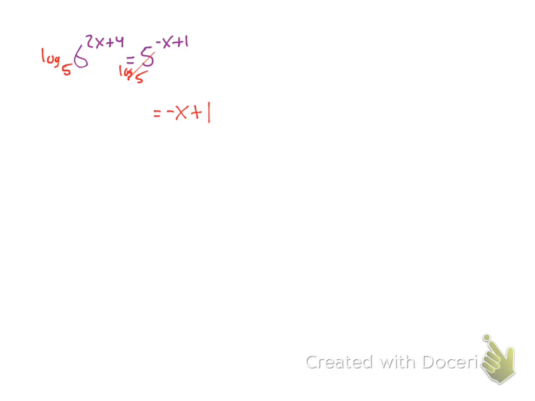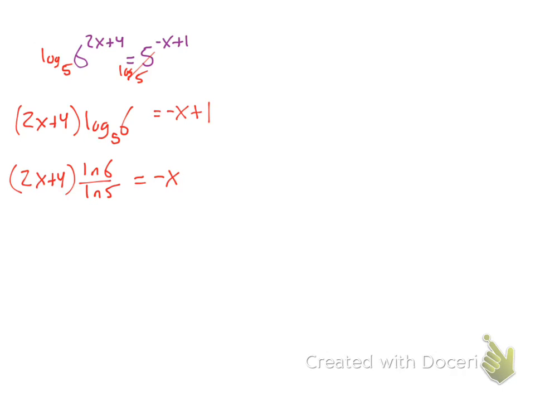Aha. So when I go to set this down, it'd be 2x plus 4 times log base 5 of 6. And log base 5 of 6 is just a number. And we can find that number using the change of base. So this is 2x plus 4 times natural log of 6 over natural log of 5 equals negative x plus 1.